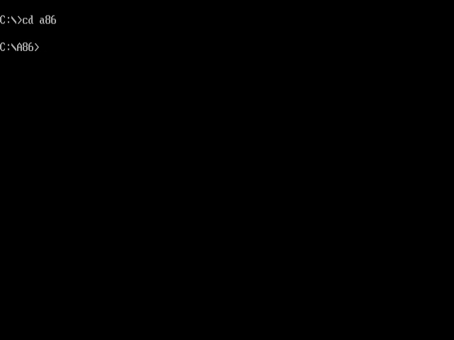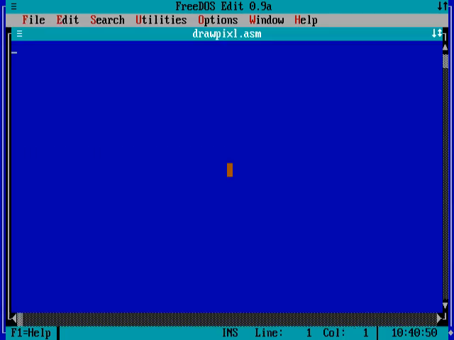Let's go ahead and create a file. I think I still have the FreeDOS editor in my root directory here. So I'll go ahead and say edit a file. Let's just call it drawpixel.asm. We have to restrict ourselves to 8 characters because we are here in DOS, or DOSBox technically. So we want to work in VGA graphics mode, right?